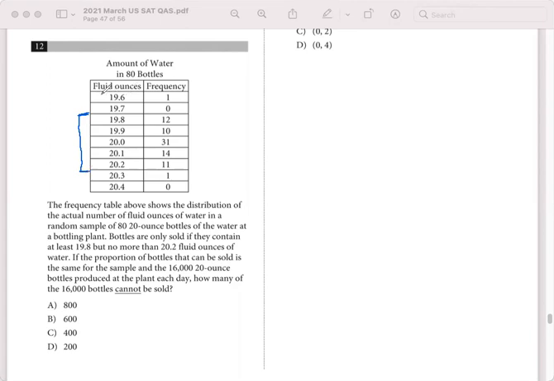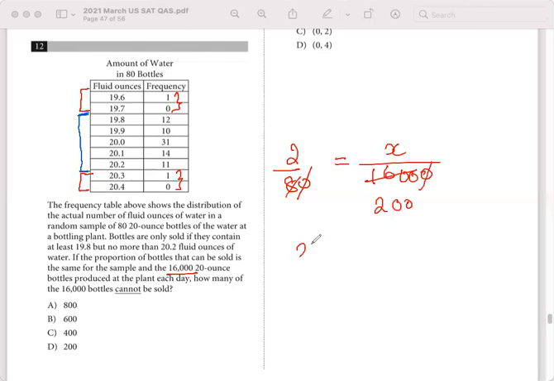So cannot be sold would be, let me change the color, cannot be sold would be this and this, right? So that's 1 plus 1, 2, right? Because the 2 bottles out of 80 cannot be sold. So that would mean X bottles out of 16,000, right? Because the ratio would be the same. So here 0 cancels with 0, 8, 200. Yeah. So the number of bottles is 400. 400 bottles cannot be sold.